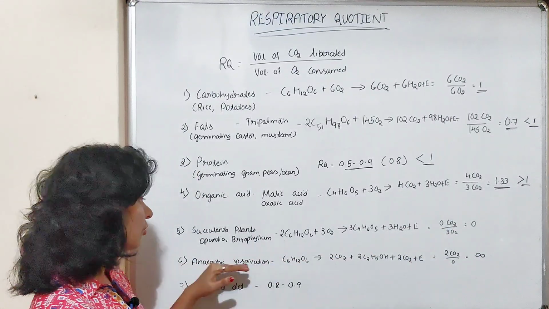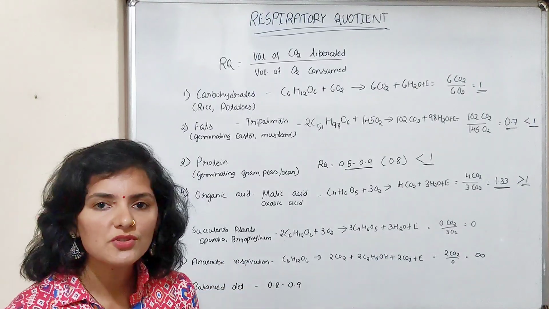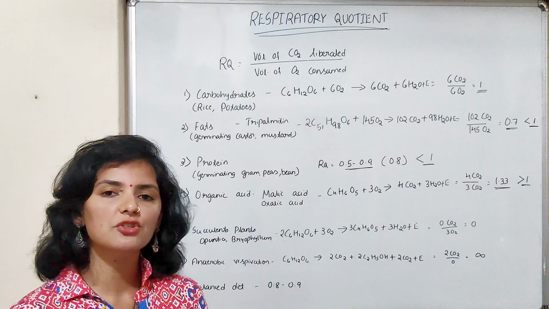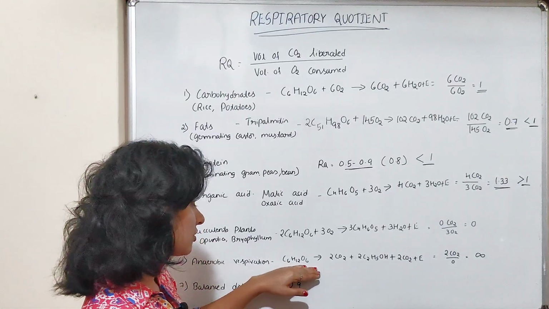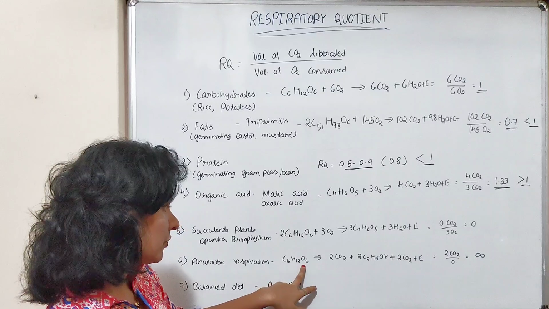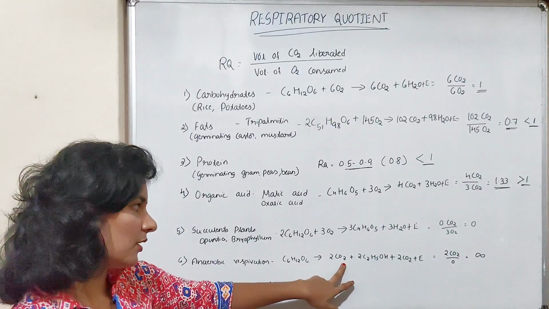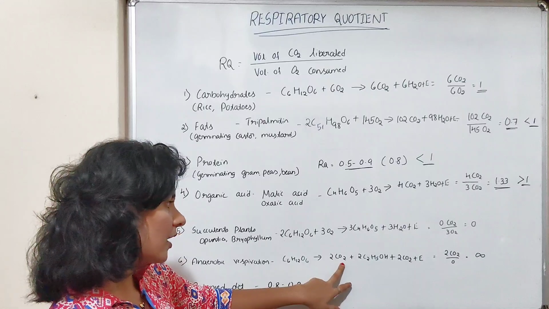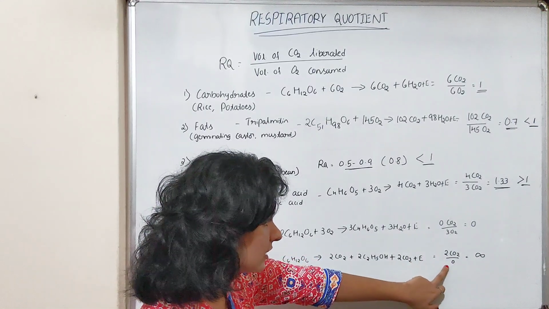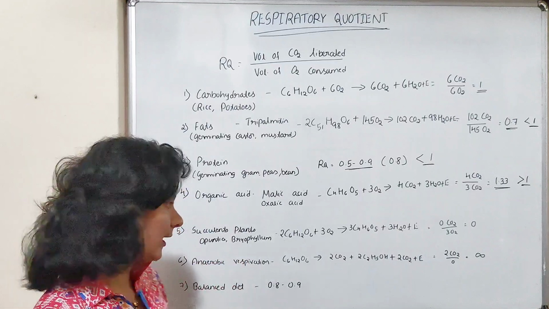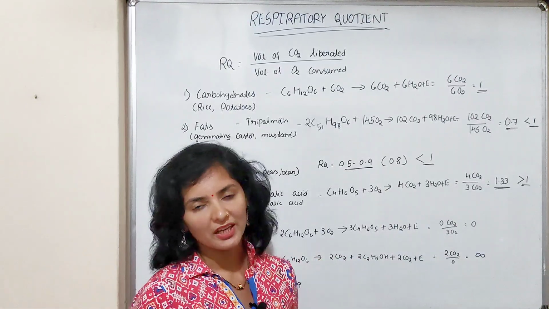Next one is anaerobic respiration. As you all know, during anaerobic respiration, no oxygen is used, but there is a liberation of carbon dioxide. If you take the example of glucose oxidation, no oxygen is used or utilized during the reaction and 2 carbon dioxide is liberated. So the ratio of carbon dioxide to oxygen will be 2 by 0. Anything by 0 is nothing but infinity. So the RQ value during anaerobic respiration is always infinity.